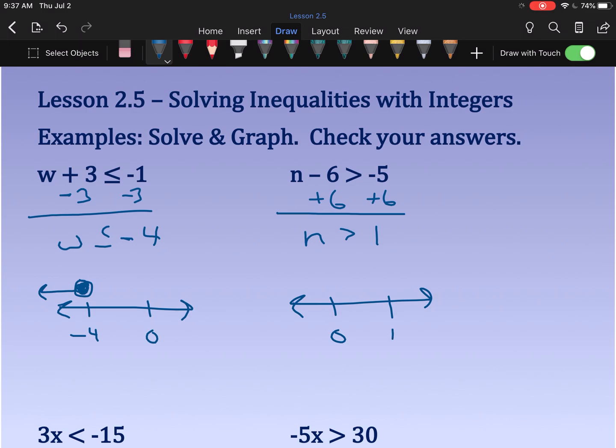I put 0 and 1 on a number line. 1 is positive, so it's on the right side of 0. Put my circle above 1. Leave it empty because this does not have the or equal to. And greater than arrow points to the right.